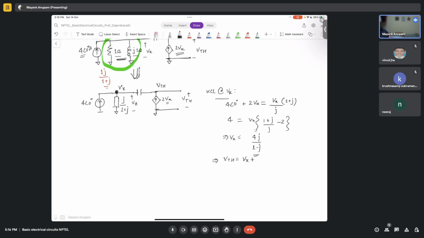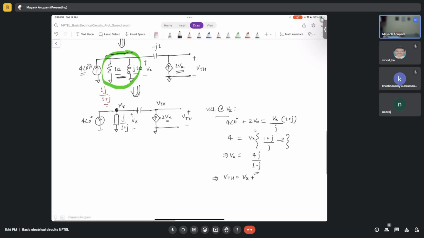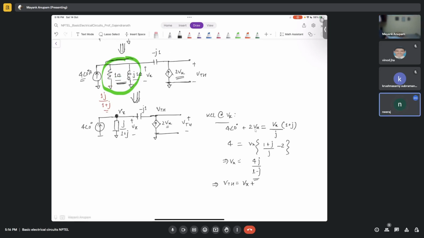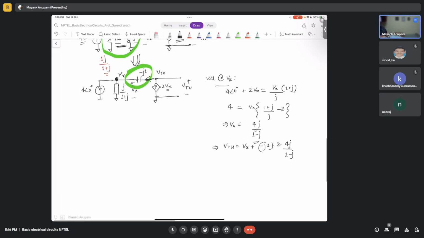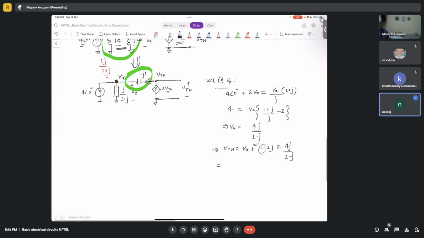This is Vx plus this capacitor, which is how much? Minus j1, right? So the current is moving in this way, and the drop across this capacitor will be added. So it will be Vx plus the drop across this capacitor, which is minus j1 times 2Vx. So what is Vx? 4j divided by 1 minus j. Okay, sir. Oh, I shouldn't have converted it like this; 2Vx only. So now take Vx common. So what is this?